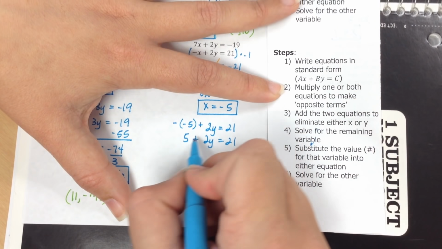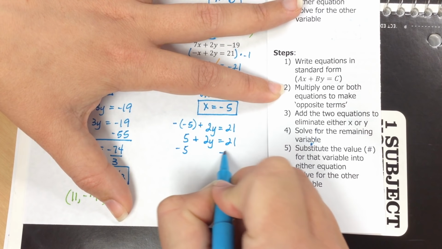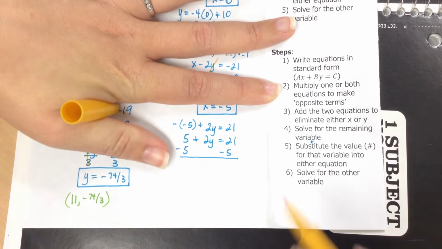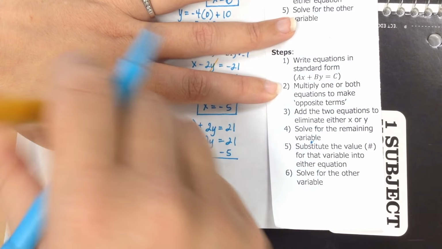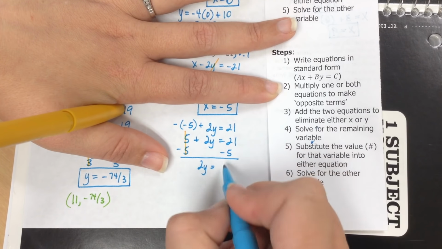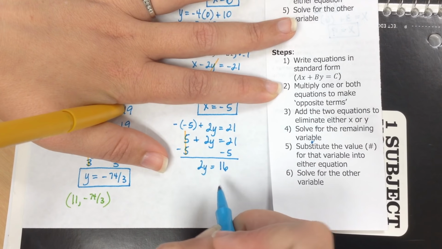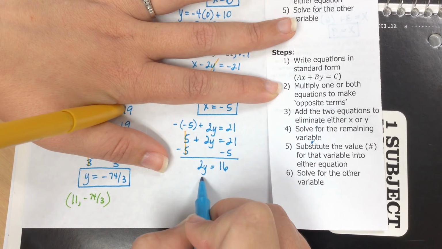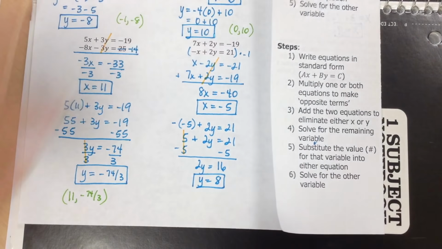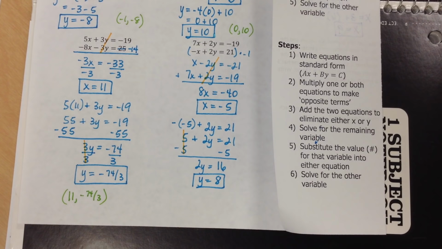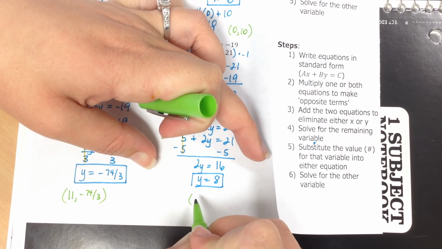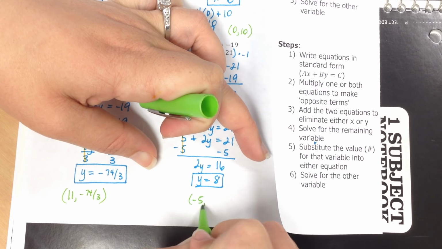Solving for y, I'll subtract my 5 from both sides. These cancel. I get 2y equals 21 minus 5, which is 16. Dividing both sides by 2, y equals 8. Final answer: -5, positive 8.